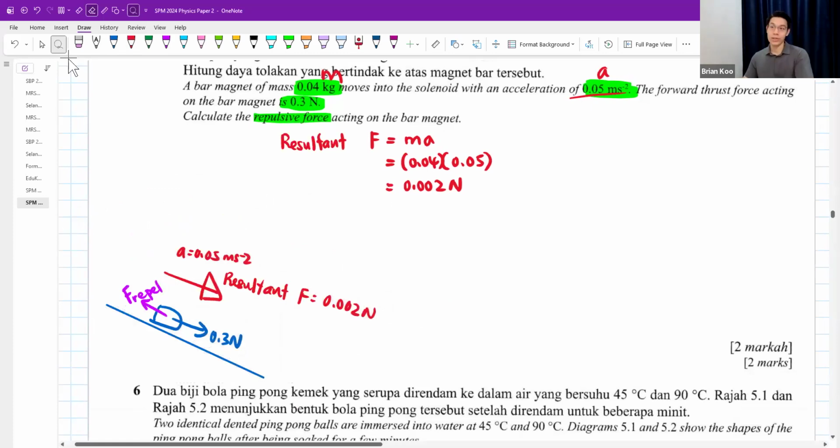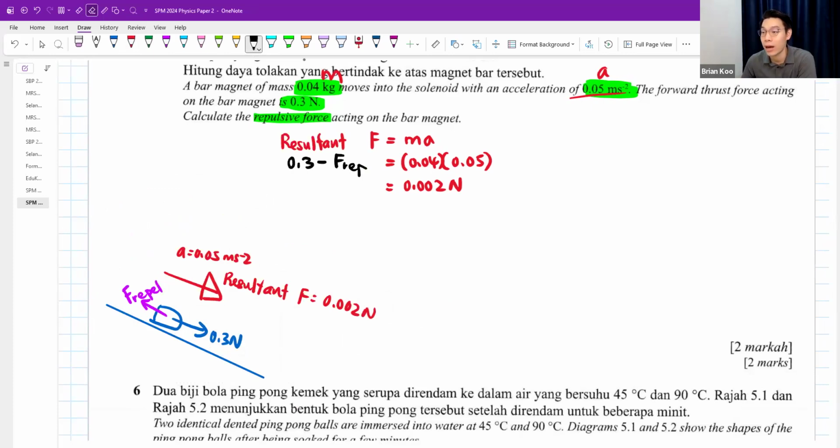So you can do it separately, or I want to show you that you can also just take the 0.3 minus the repulsive force. How you want to write this one is up to you. But 0.3 minus the repulsive force. If you're wondering, teacher, why 0.3 minus the repulsive force? Why not the other way around? Because this 0.3 is a bigger, stronger force, while this repulsive force is weaker, smaller.